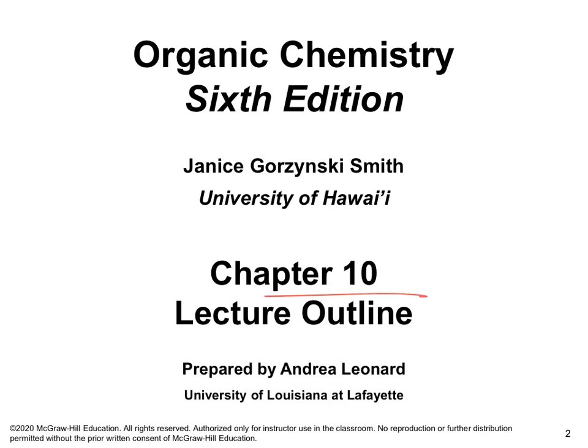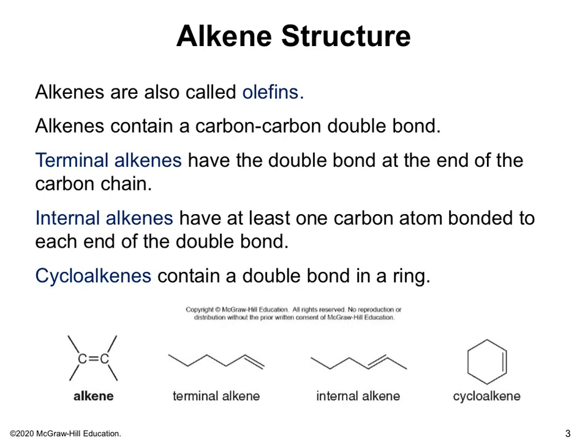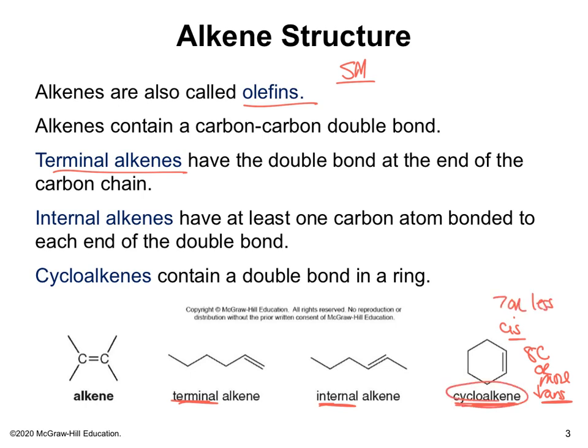Okay, like I said, we're in chapter 10. We're going to be doing electrophilic addition. So alkenes are going to be our starting materials, and they're also called olefins. A terminal alkene will have a double bond at the end, so this is a terminal. These are internal, and this is an example of a cycloalkene. These will all be cis, and you'll see that you have to get 8 carbons or more for a cyclic alkene for trans to be stable. Okay, so 7 or less, you're not going to have any stable trans cyclo compounds.